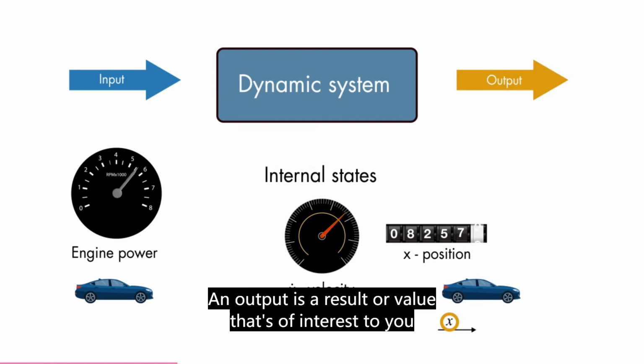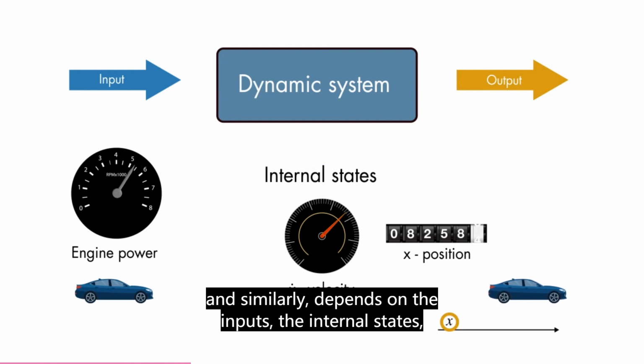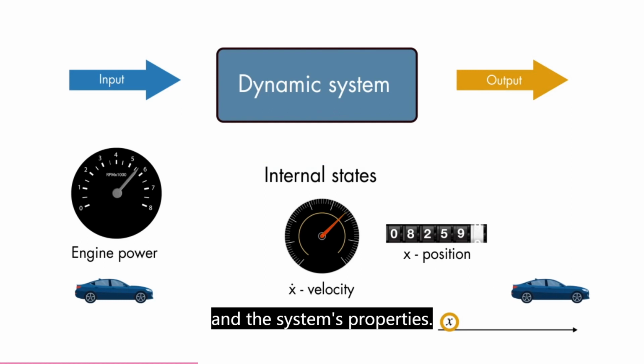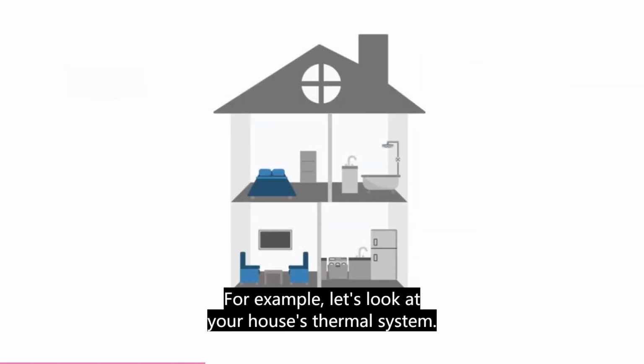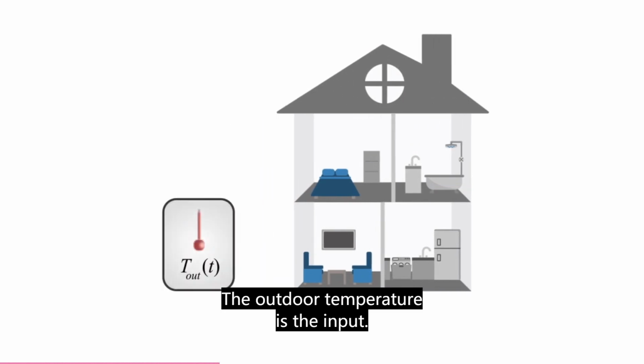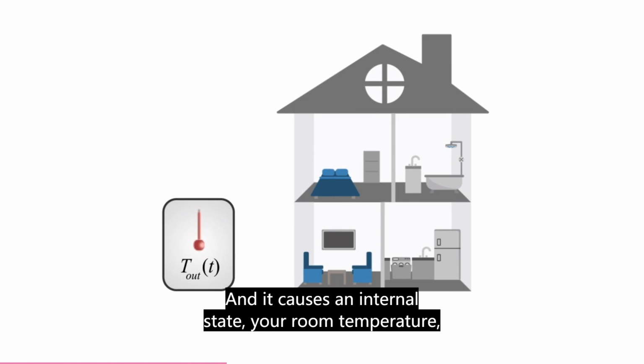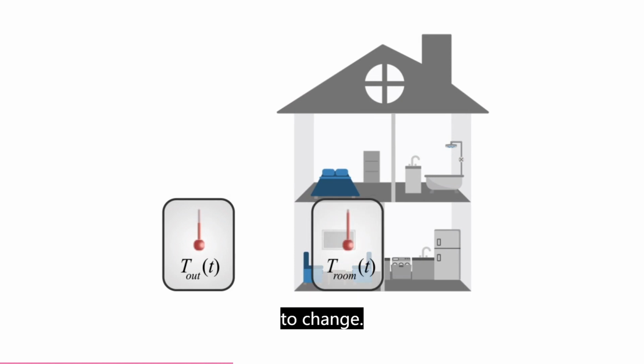An output is a result or value that's of interest to you, and similarly depends on the inputs, the internal states, and the system's properties. For example, let's look at your house's thermal system. The outdoor temperature is the input, and it causes an internal state, your room temperature, to change.